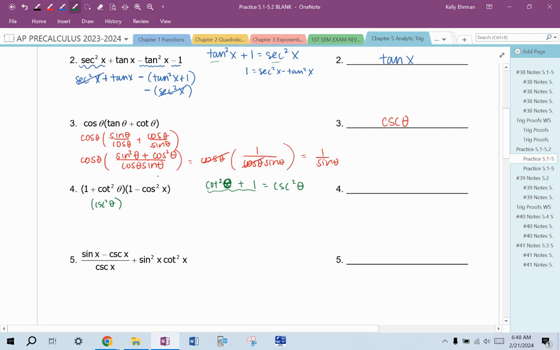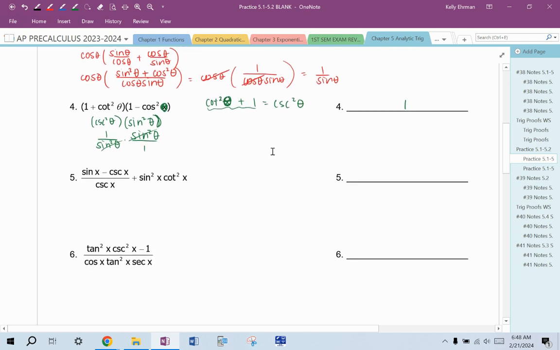1 minus cosine squared. If sine squared plus cosine squared equals 1, this is one of those rearranged versions. It's equal to sine squared. Oops, these should both be thetas. Better switch that for class. And then cosecant squared times sine squared. Remember, cosecant squared is 1 over sine squared. So those reciprocals cancel out to 1. So this one's numerical.